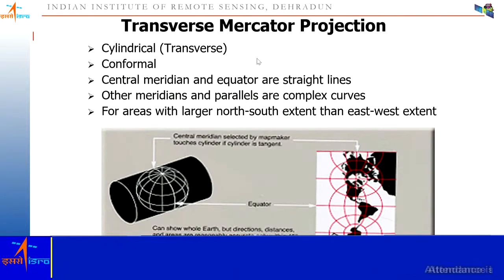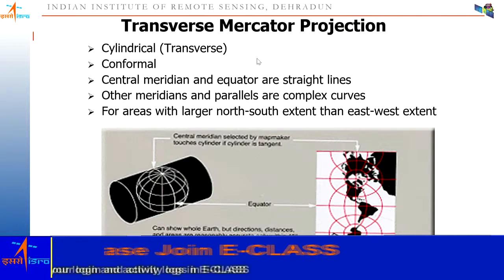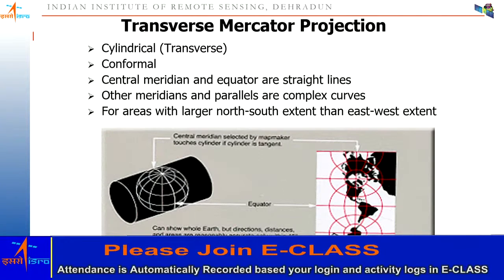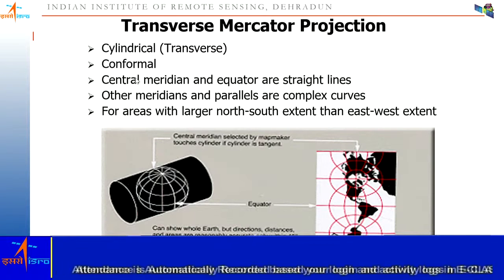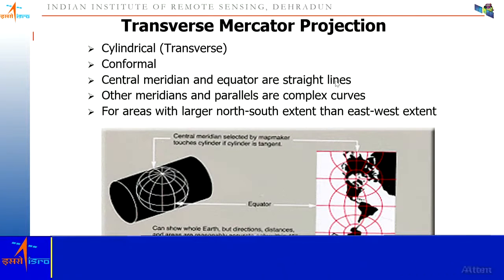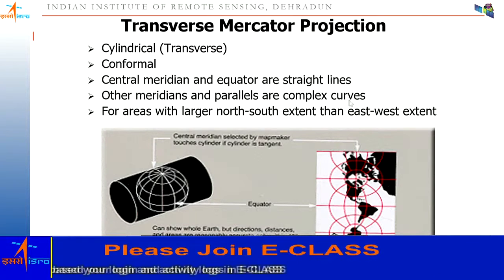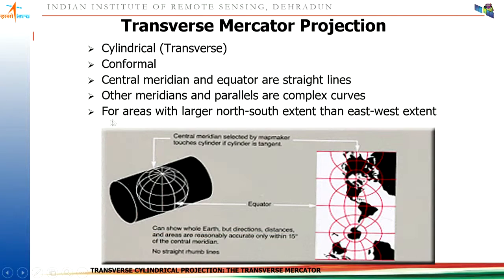Similarly, transverse Mercator: in that case, we take the cylinder as transverse, and it is conformal. Similarly, the shape will be preserved. The central meridian and equator are straight lines, and other meridians and parallels are complex curves. It is used for areas with a much larger north-south extent than east-west extent. So if we have a larger north-south extent, we will use such a map projection. We will not use it for east-west extent.